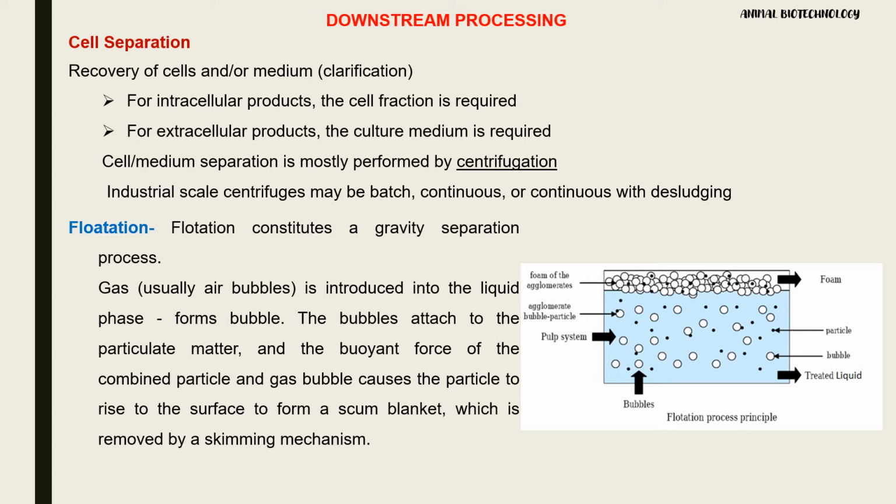The downstream process starts with cell harvesting and cell disruption, followed by clarification to remove insoluble and particulate matter. Separation of cells on a large scale is usually done by centrifugation. For intracellular products, the cell fraction is retained, while for extracellular products, the culture media is reserved. Other methods used are flotation, coagulation, flocculation, and filtration.